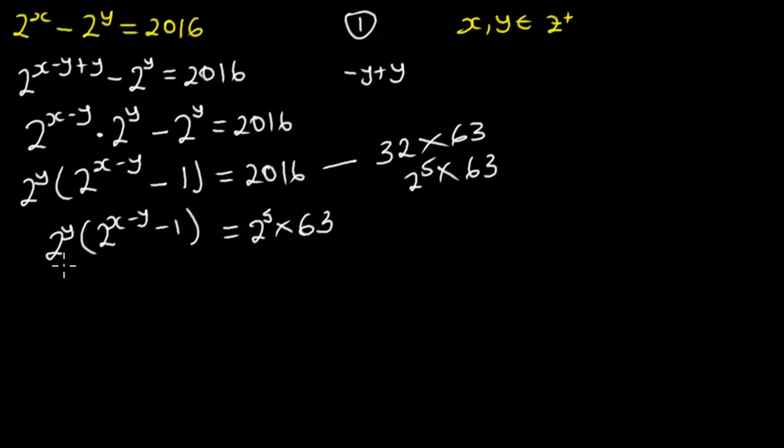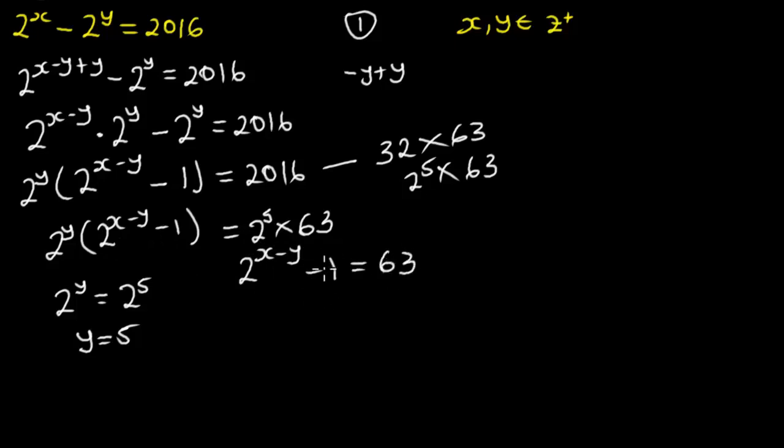Over here we are going to equate this term to this one and then also equate this term to this one. So let's do that. Now we are going to have 2 exponent y is equal to 2 exponent 5, and here the bases are the same, so we are going to equate the exponents. So y will be equal to 5, and then from here we are going to have 2 exponent x minus y minus 1 is equal to 63.